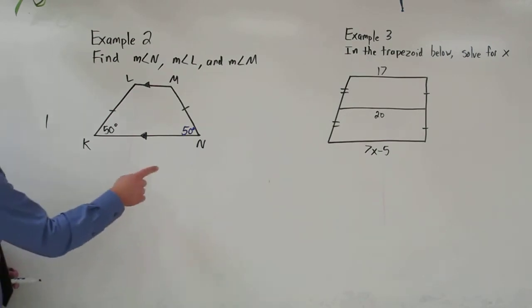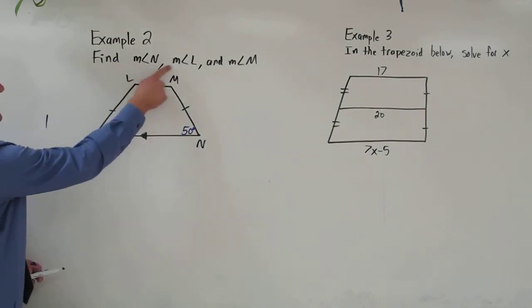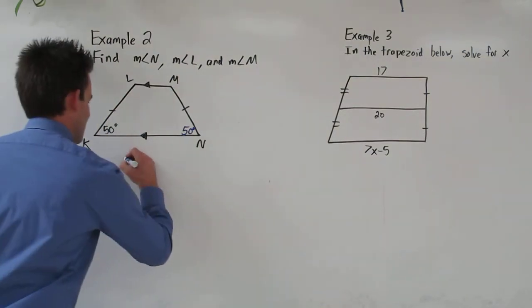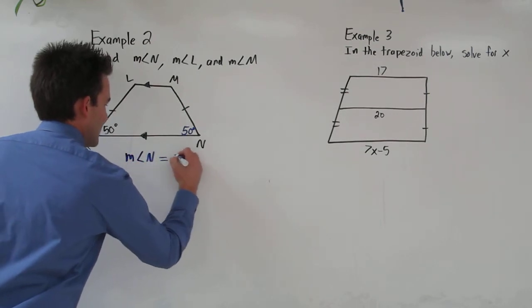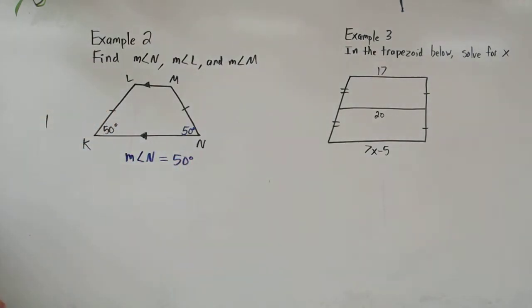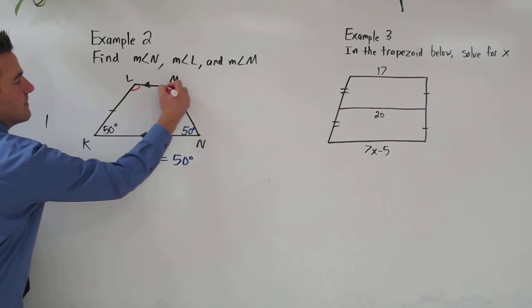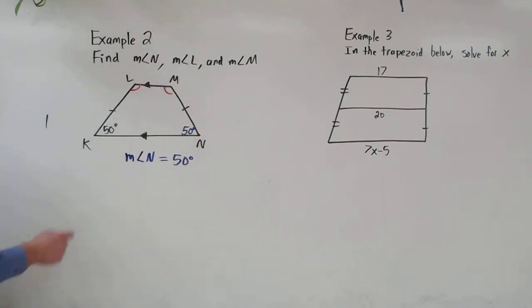All right. Well, in this problem, we're supposed to find the measurement of angle N, L, and M. So we just found N. We've got that. So the measurement of angle N is 50 degrees. Now we need to figure out these two angles. One thing we do know is they're congruent, because base angles in isosceles trapezoids are congruent. And what we also know is the sum of these four interior angles has to add up to 360, since this is a quadrilateral. So this unknown angle that's here and here, it's the same angle.